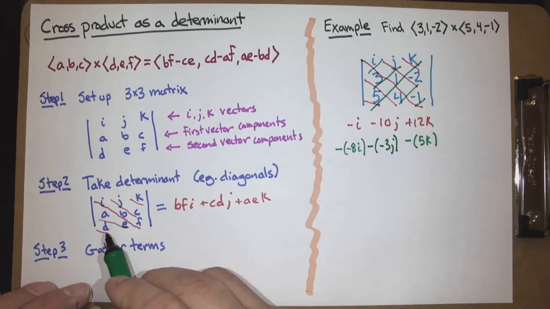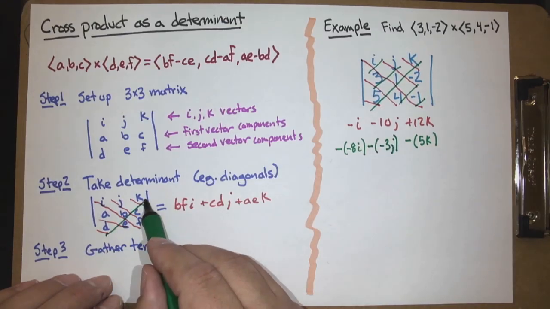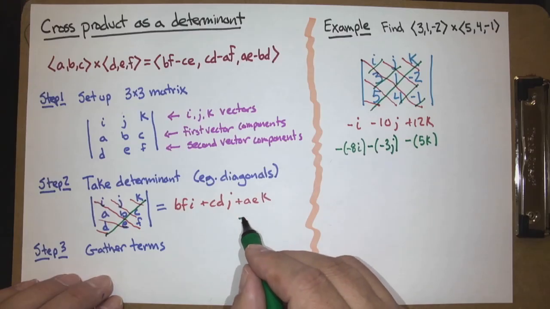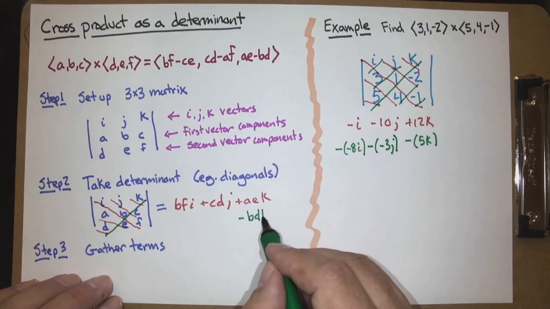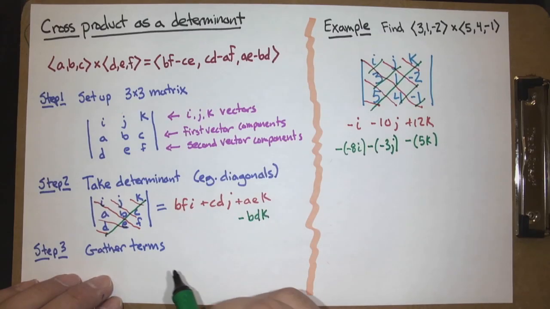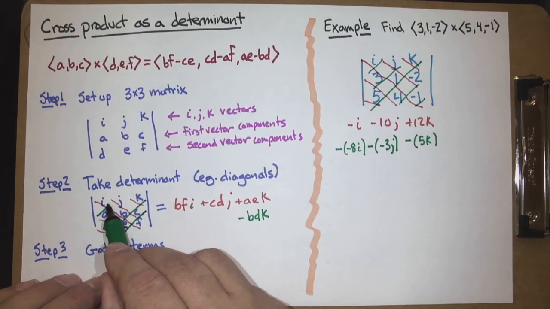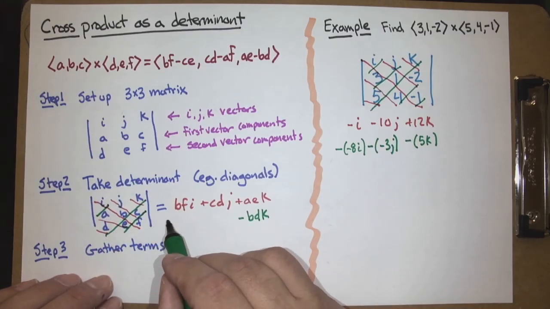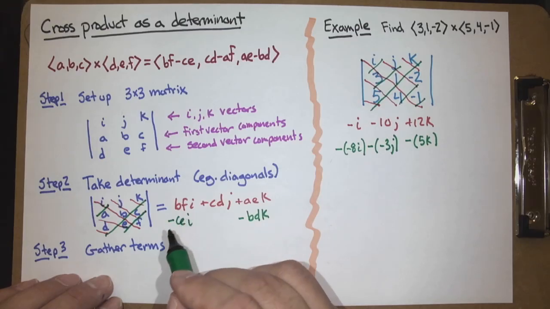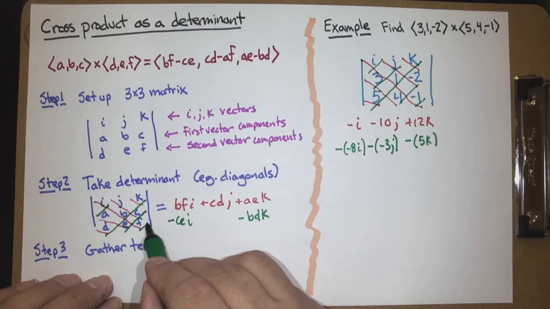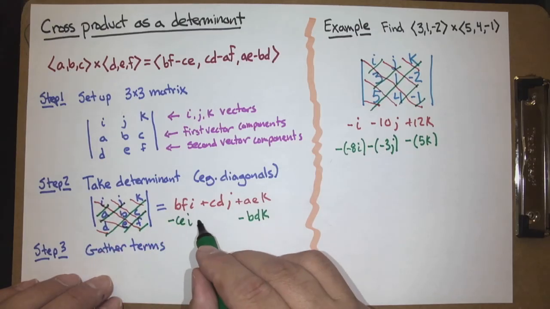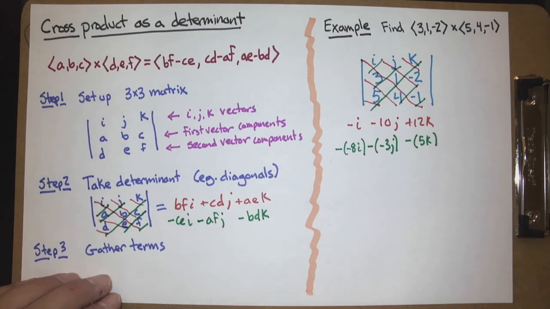All right, so over here, B, D, K. And I just like to do my bookkeeping where I put the I's on top of each other, the J's on top of each other, the K's on top of each other. Then we have E, C, and I, so that's minus C, E, I. And then we have F, A, and J, so that's A, F, and J. So that's how you can take the determinant of a 3 by 3.